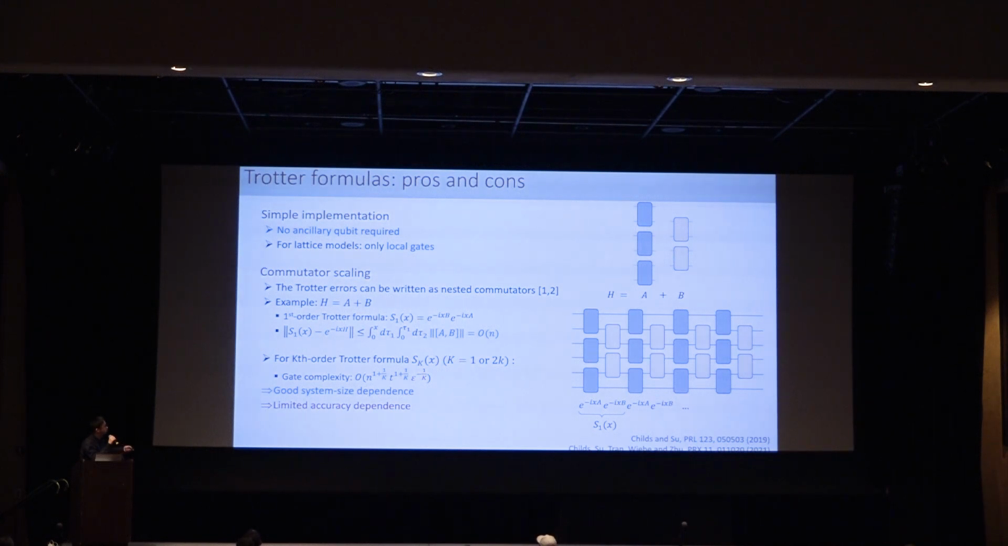Let me take the 1D Heisenberg-type Hamiltonian as an example. In this case, suppose you calculate this kind of commutator value, you will find that most of the commutators will be cancelled out due to the locality. This promises us that the Trotter error will be quite small with respect to the system size. So this will give us a very good system size dependence.